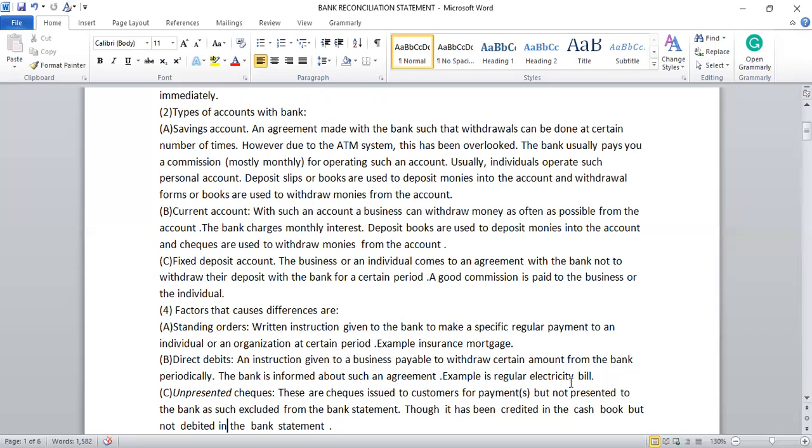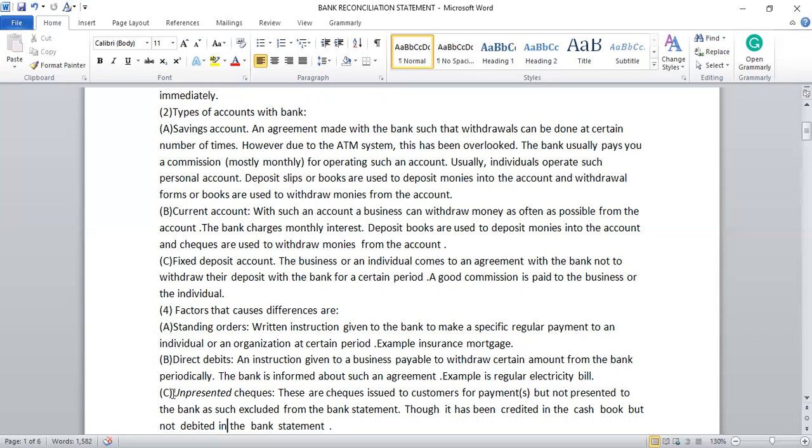Example is a regular electricity bill. Anybody that the business is owing, we call it a payable. First it was credited, but we call it a payable. Then the organization will inform that particular payable that you can withdraw such an amount from the bank. Then the bank will be informed. So, for example, for an electricity bill, the electricity company can withdraw the amount from the bank.